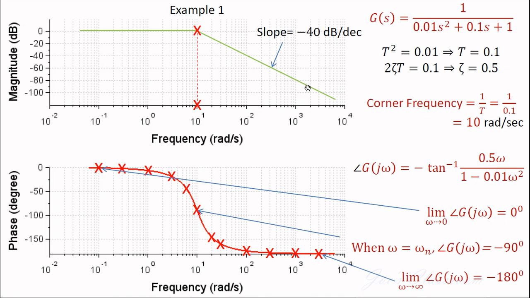Now, as far as the magnitude plot is concerned, we have drawn only the asymptotic plot, but it is necessary to see how close this asymptotic plot is to the exact plot. Let us try to do this.